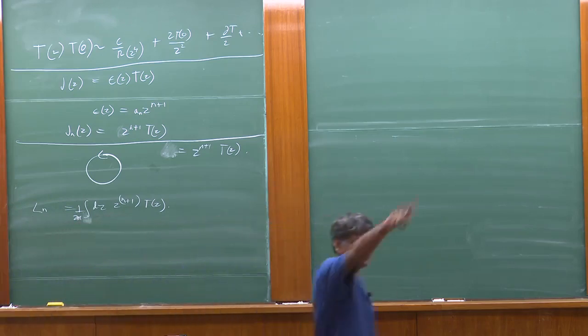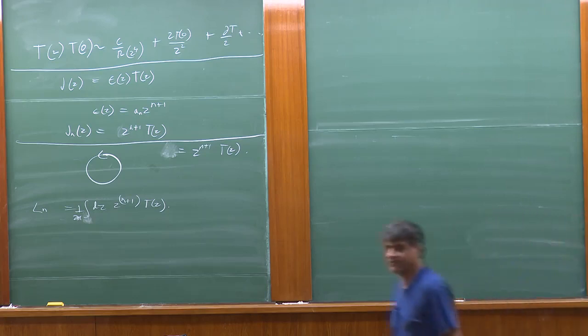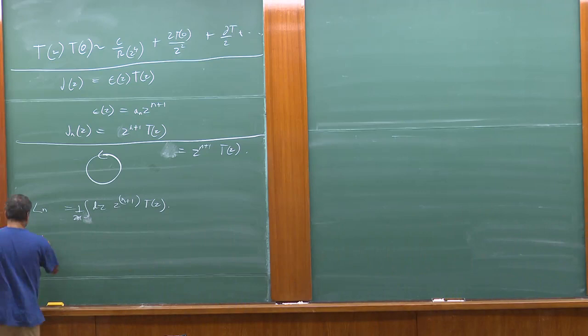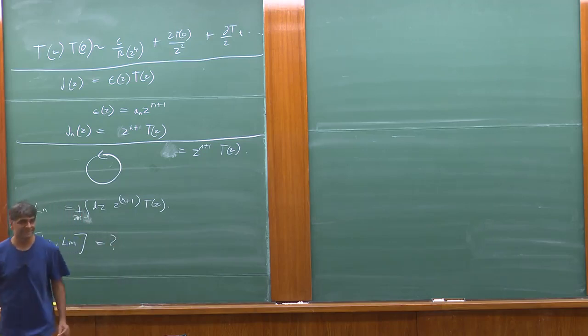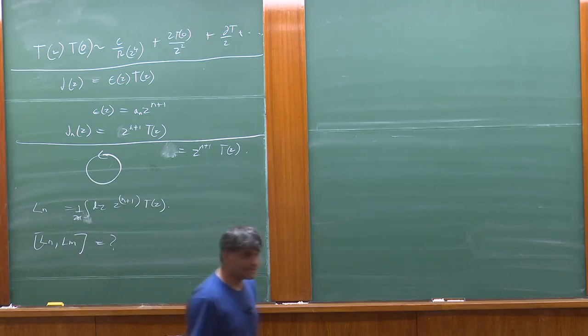Okay, this is integrated along this contour, along the lines of the discussion in the previous class for an arbitrary current. Great. So this is a charge. Now, the question I want the answer to is, what is the commutator of Ln with Lm? This is equal to what? Why do I want to know the answer to this question? It was a very natural question to ask.